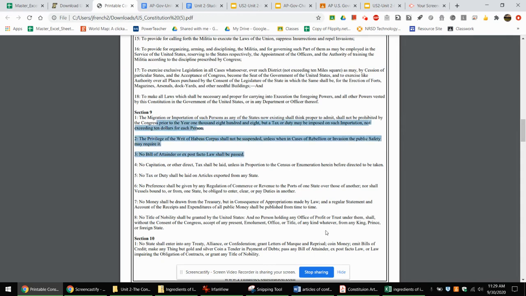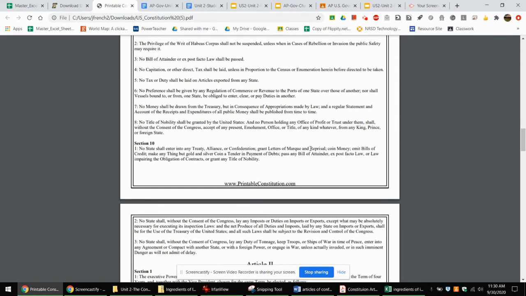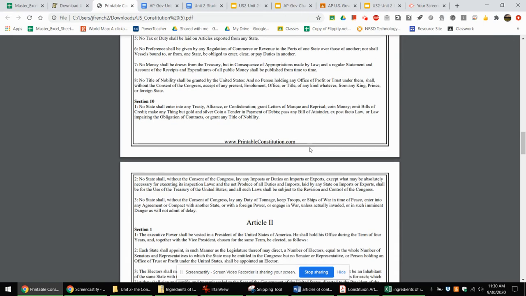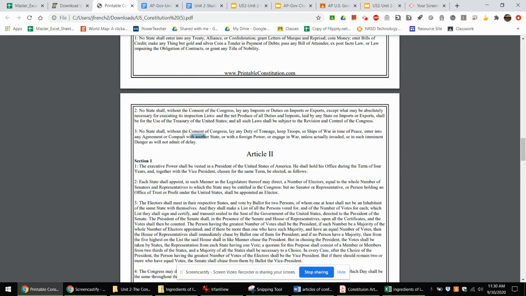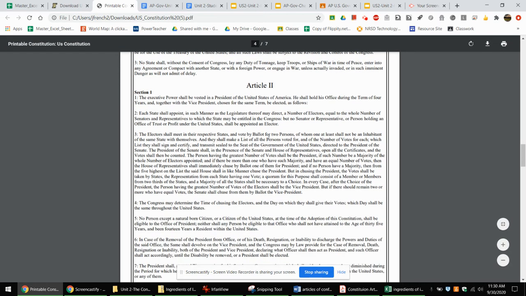You can't get in trouble for something that was not a law when you committed the offense, no ex post facto laws. So these are all the things that Congress cannot do. Section 10 are the things the states can't do. So we want to make sure states don't enter into treaties that would really create problems for the foreign policy of the country. States can't create tariffs between other states. So again, these are the things that the states can't do.